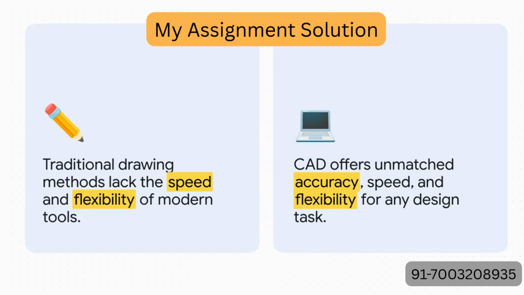I mean, just picture the old way of doing things, right? You've got a giant drafting table, pencils, a bunch of different rulers, and a whole lot of erasers. You make one tiny mistake and, well, you might have to start the whole thing all over again. CAD just completely changes the game. It gives you speed, flexibility, and a level of accuracy that's, well, it's pretty much impossible to get by hand.